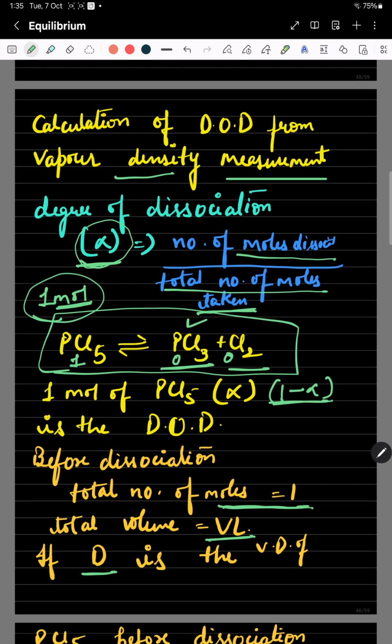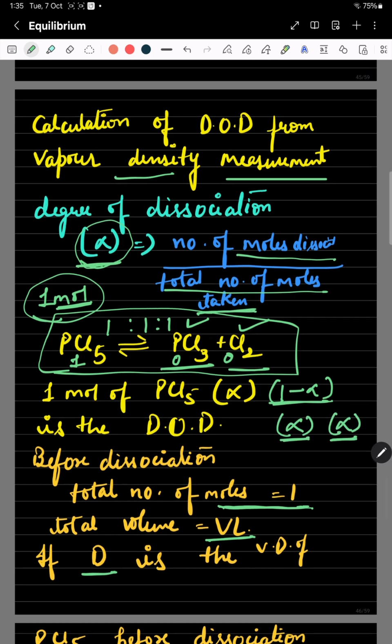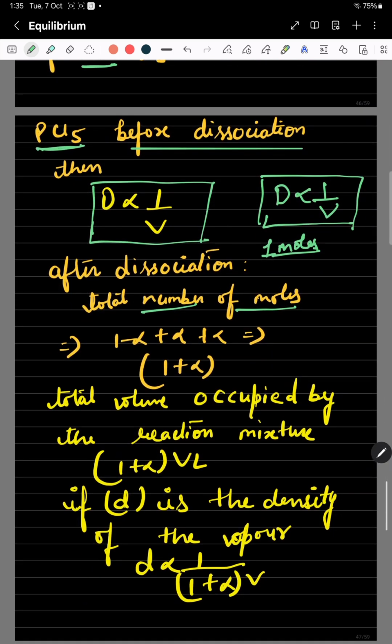How many moles of PCl3 and Cl2 will form? Let's understand. The relationship is 1:1:1. So from 1 mole of PCl5, 1 mole each of PCl3 and Cl2 form. So if alpha moles are dissociating, alpha moles of PCl3 and Cl2 will be formed. Can we understand this? Yes. So how many total moles are at equilibrium?